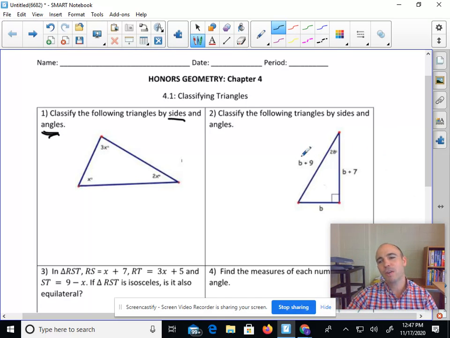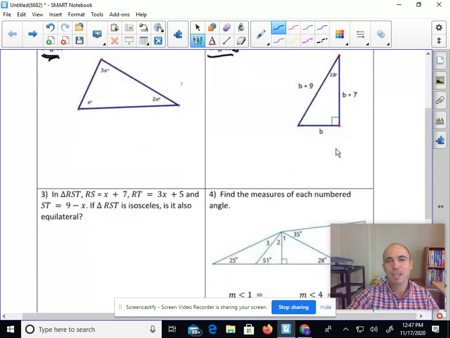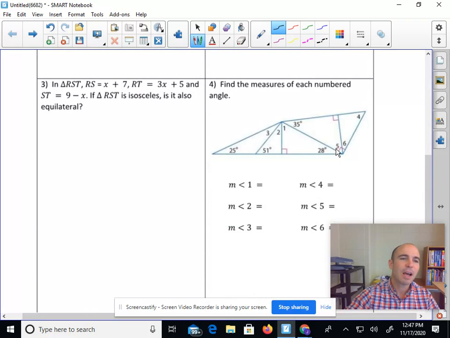Now, number 2 over here. Again, classify by both sides and angles. Okay, well, one of them should just be a slam dunk. And before I say any more, because we're not going to say much about this problem, what do you need to solve and what don't you need to solve? Just because there's some variables there, just because it looks like you can set up an equation does not mean that you need an equation to answer this question. So anyway, I'm going to move on to the next one.